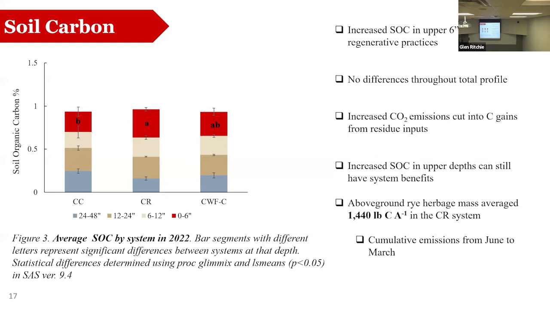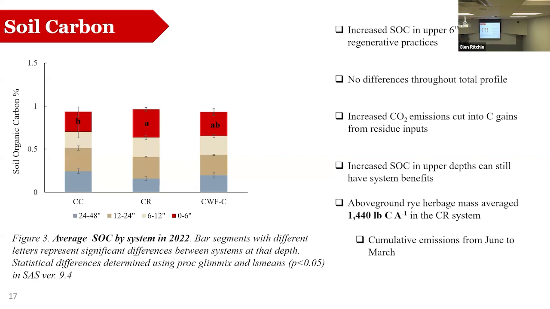And that's likely going to be from our carbon increases from rye herbage mass happening mostly within the top 6 inches. And same thing with the wheat, but we're not really affecting anything at the lower depth. And we're actually seeing some increase at the bottom 24 to 48 inch depth in the conventionally tilled system. And the reason that we're not seeing profile differences despite increases in carbon additions is because those CO2 emissions from the regenerative practices are going to be so high.